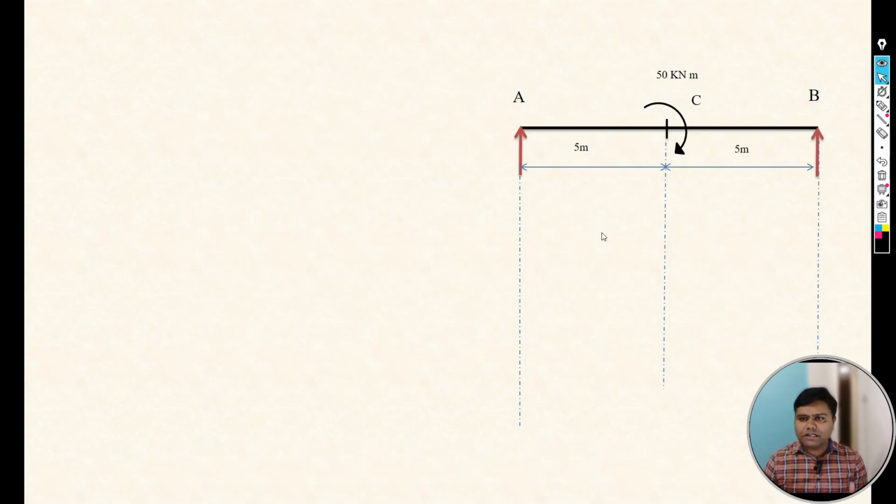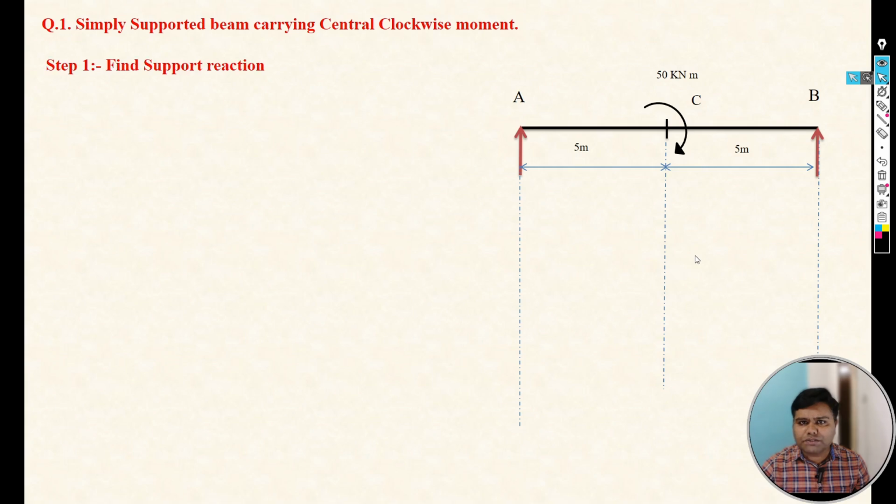So first we will consider, let's say, a simply supported beam having a span of 10 meter. The total span we are considering here is 10 meter, and the clockwise moment is 50 kilonewton meter, which is acting at the center. So the distance from point A is 5 meter and the distance from point B is 5 meter. So we are considering this at the center.